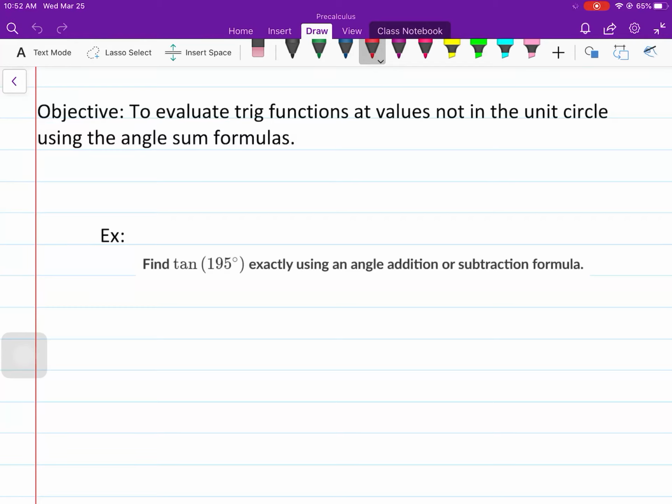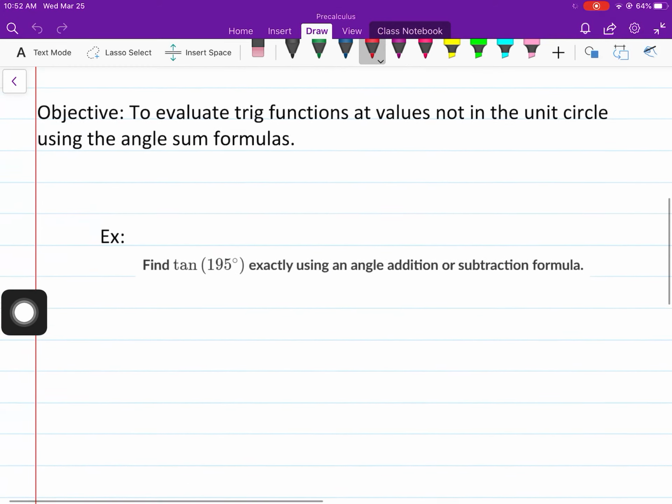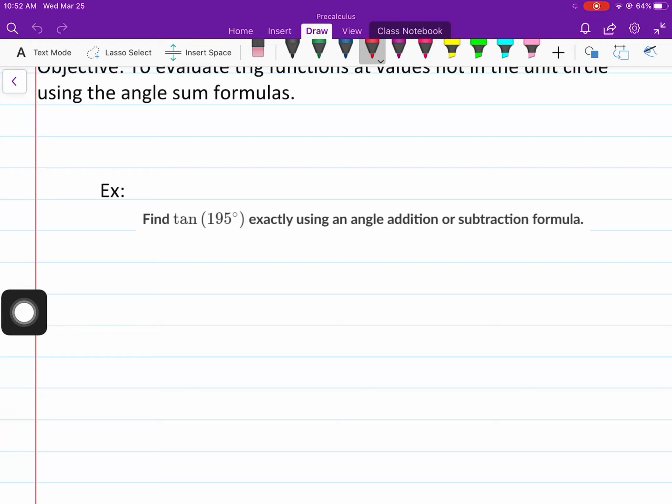In this example we're taking a look at now is a trig function we've got to evaluate that's not on the unit circle. 195, if you look through the unit circle, it's not there. You can keep looking. 195 would be somewhere between here, or no, that's 180, between there. It's not there, but we could split this up. If we could split this up into two angles we do know on the unit circle, then we could use that sum and difference identity.